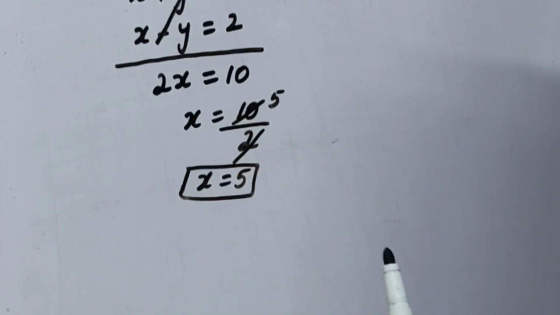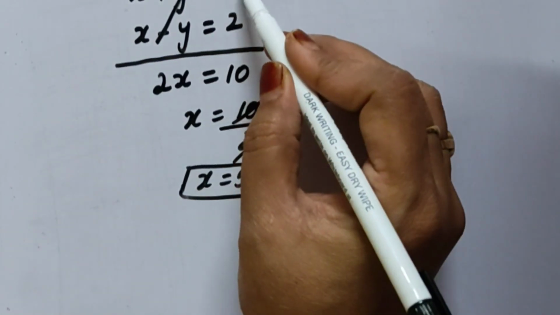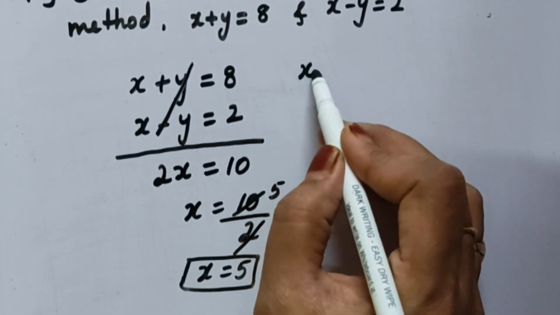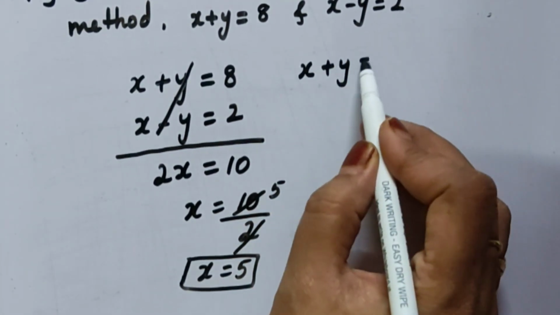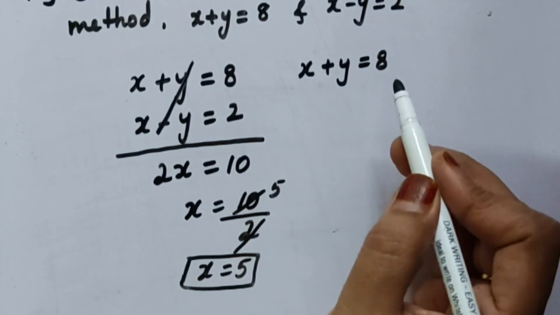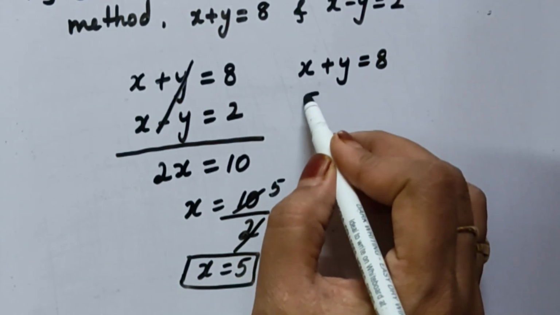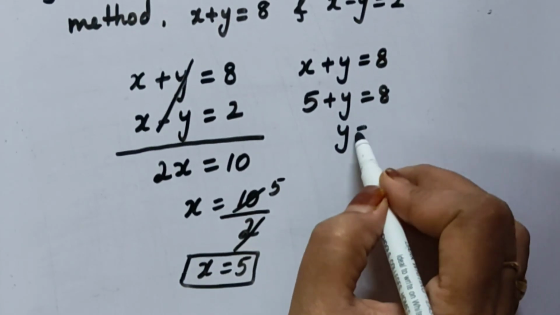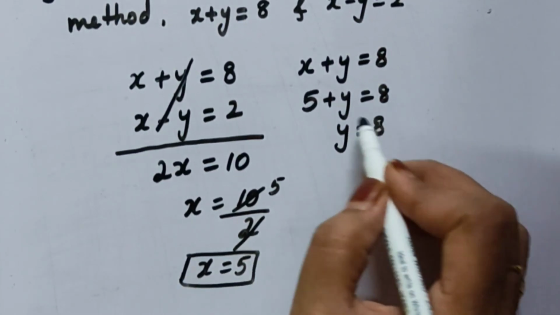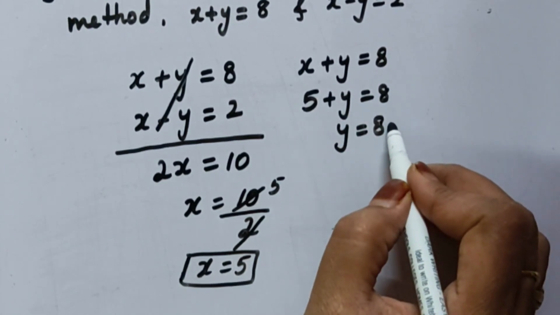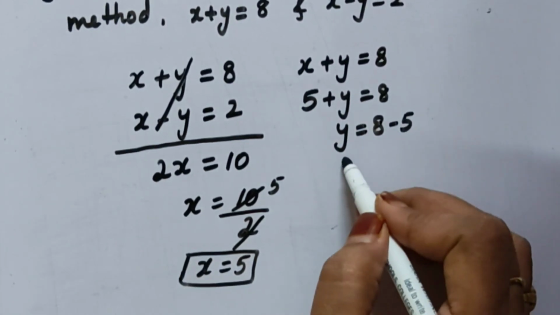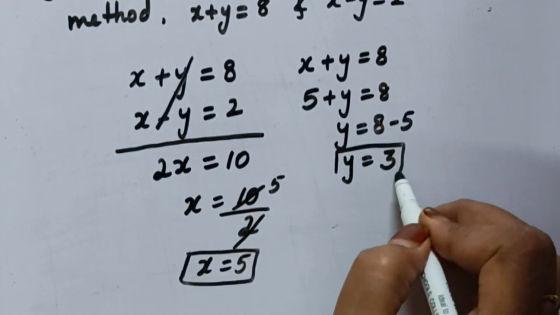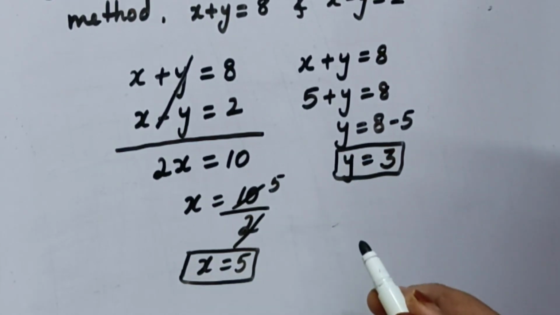Now we need to find out the value of y as well. Now we can take equation 1 or equation 2, the choice is yours. So let me take equation 1 here. x plus y equals 8. So x is 5, plus y equals 8. y equals 8, we'll shift this 5 to the right hand side. I get minus 5. y equals 8 minus 5 is 3. So we got the values of x and y.